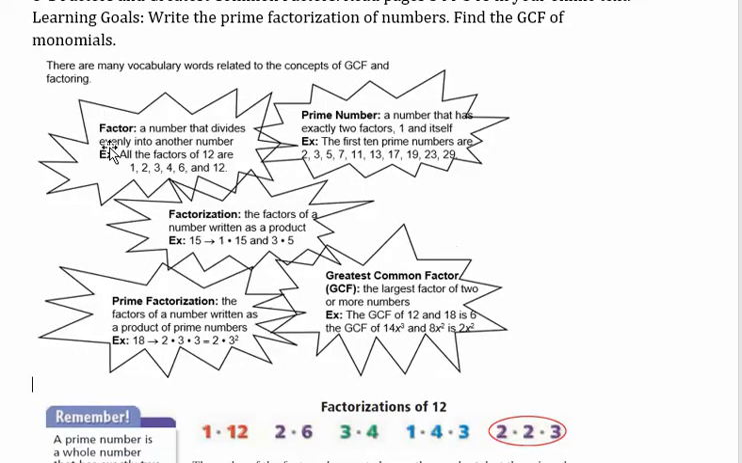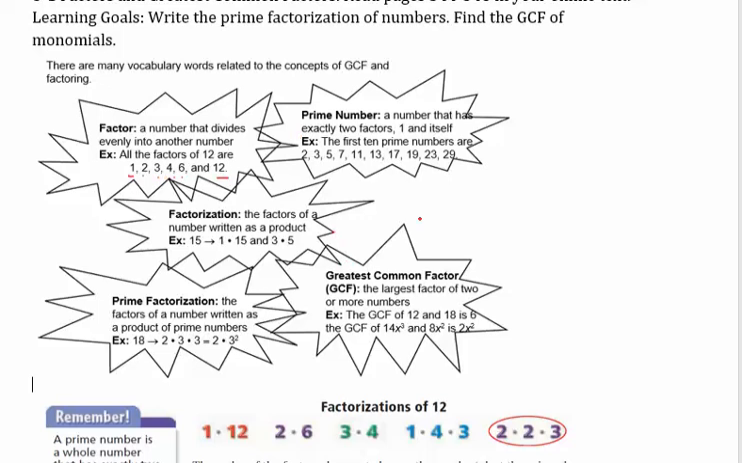So a factor is a number that divides evenly into another number. So, for example, the factors of 12 are 1 times 12, because that equals 12, 2 times 6, because those equal 12, and 3 times 4.